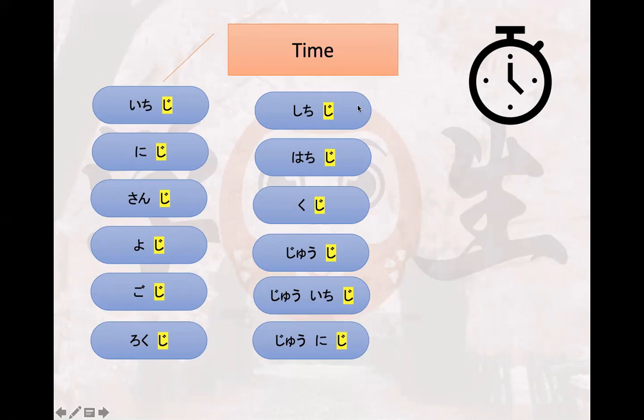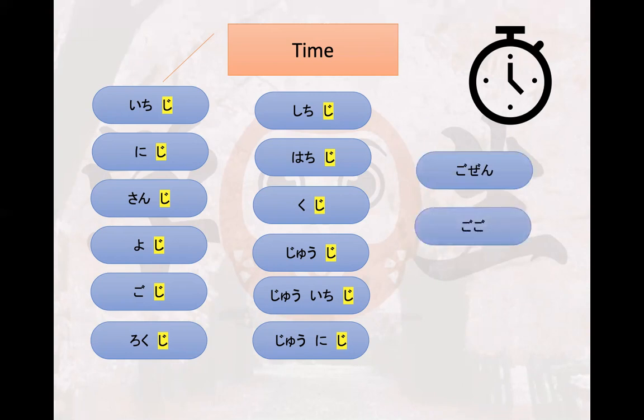In the case of 7 o'clock, it's shichiji, not nanaji. Shichiji. And for 9 o'clock, kuji, not kyuji. So please be careful with our special ones: yoji, shichiji, and kuji. Since we only go up to 12 o'clock, it's just 1 to 12 and then you add ji, that makes it o'clock. Now, also, how do we say AM and PM in Japanese?